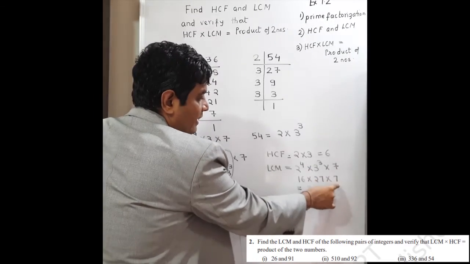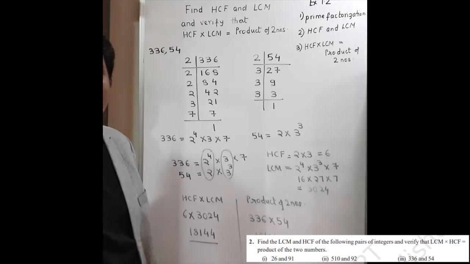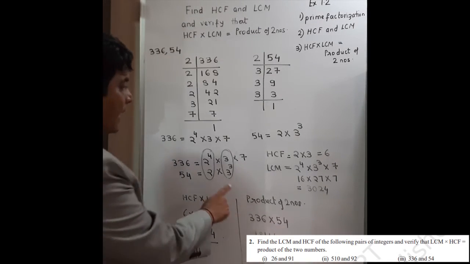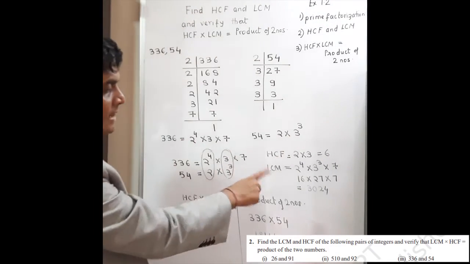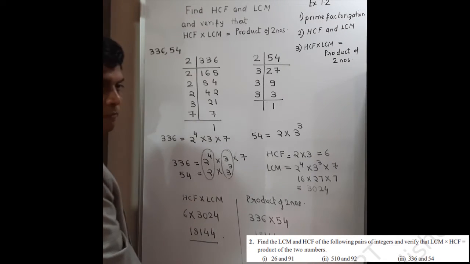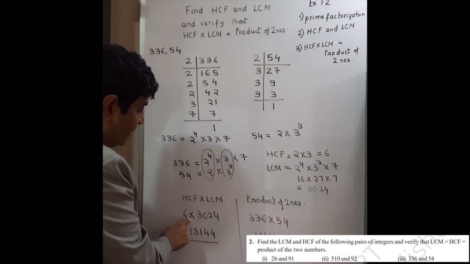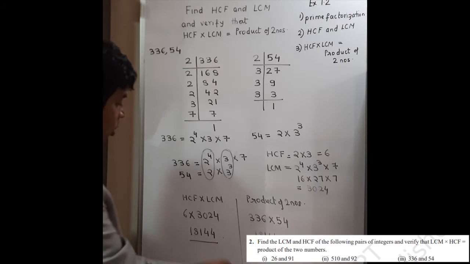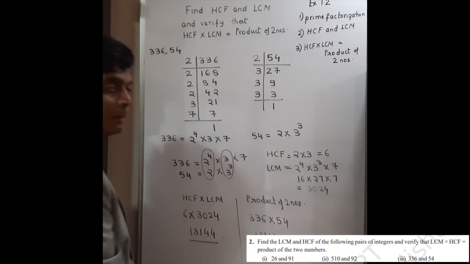16 into 27 into 7. Answer is 3024. So what is my HCF? HCF is 6 and LCM is 3024. Now HCF into LCM. What will be HCF into LCM? It will be 6 multiplied by 3024. So it comes out to be 18144.